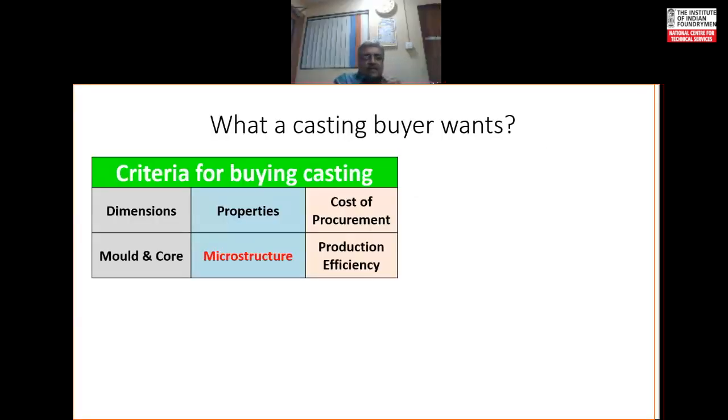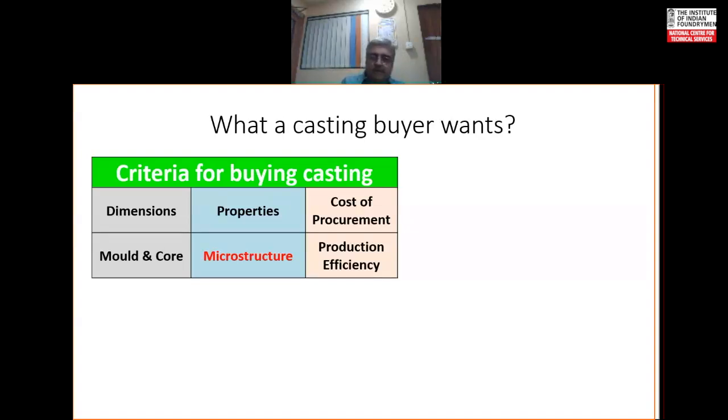My first slide, which I had used last time also: what do casting buyers buy? They buy dimensions, properties at a particular cost. Dimensions are governed by mold and core. Microstructure is decided by the way the metal solidifies. It not only applies to cast iron, it is for any metal which is solidifying, or for that matter, any material which is going to microstructure. And production efficiency decides the cost of making it.